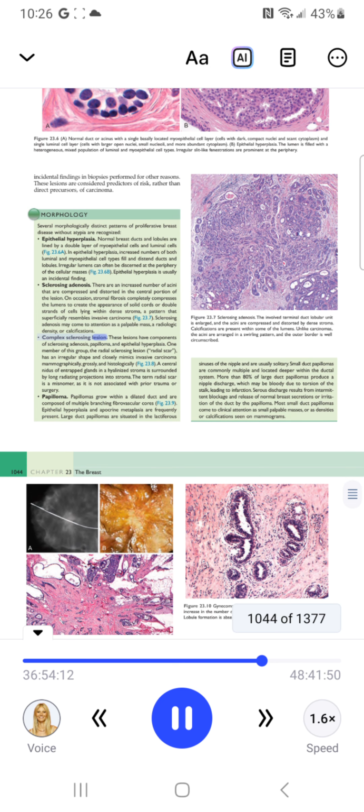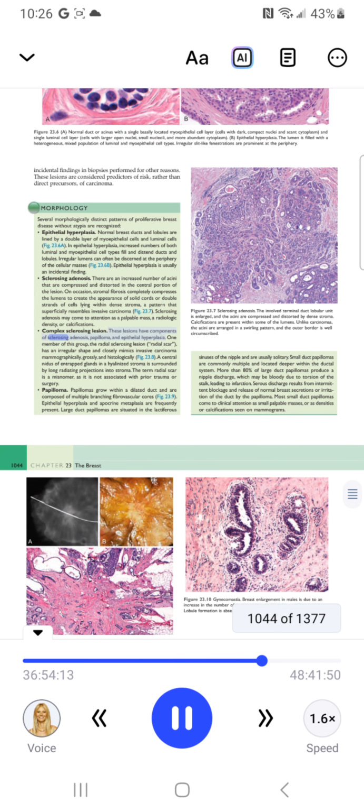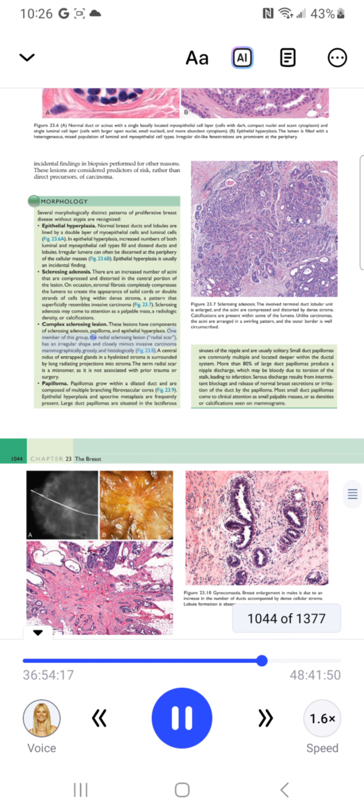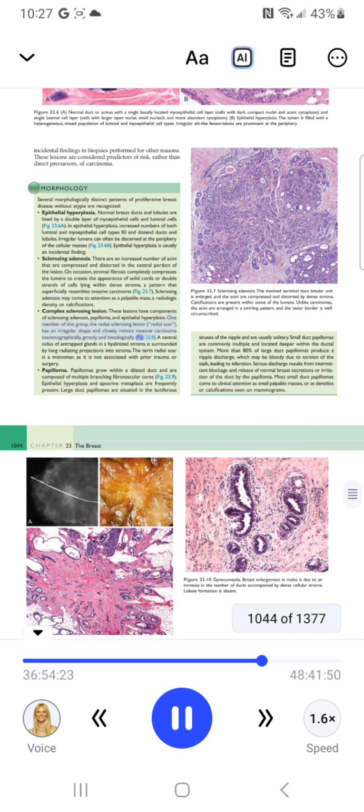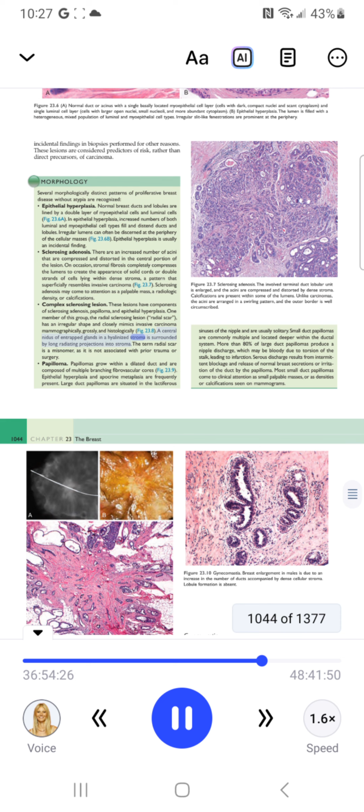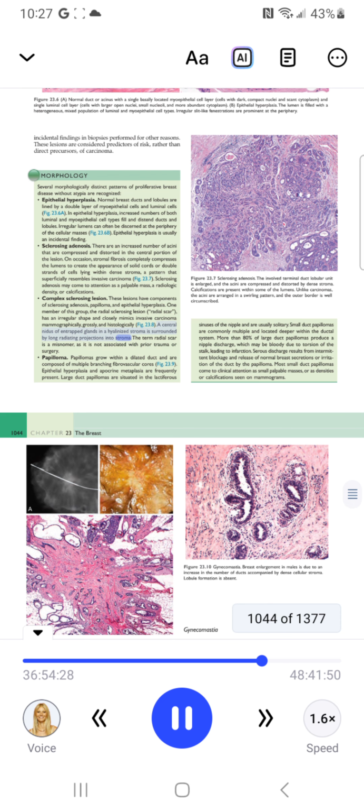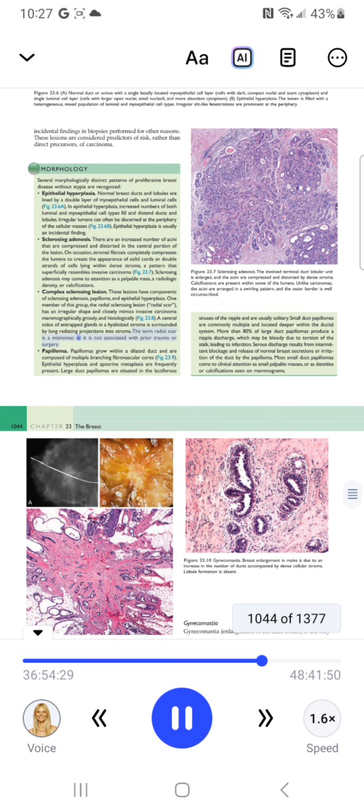Complex sclerosing lesion. These lesions have components of sclerosing adenosis, papilloma, and epithelial hyperplasia. One member of this group, the radial sclerosing lesion, or radial scar, has an irregular shape and closely mimics invasive carcinoma mammographically, grossly, and histologically, Figure 23.8. A central nidus of entrapped glands in a hyalinized stroma is surrounded by long radiating projections into stroma. The term radial scar is a misnomer, as it is not associated with prior trauma or surgery.